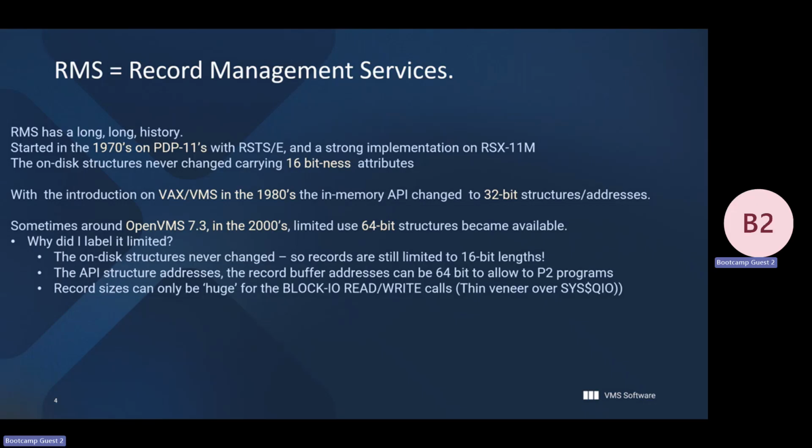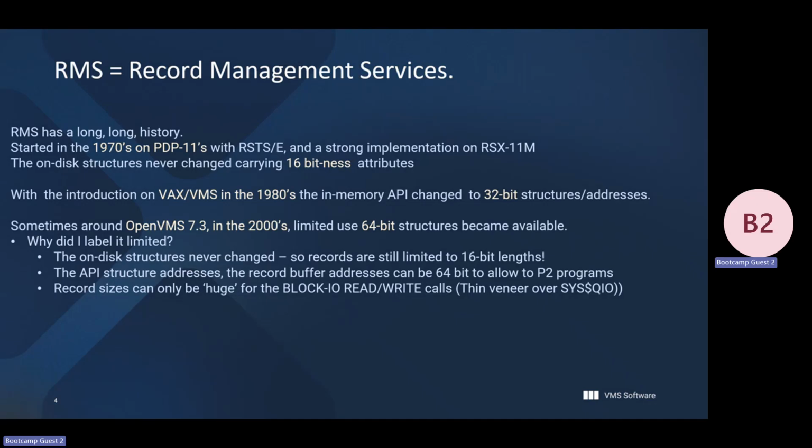I call that limited, but the records are still limited: 16-bit length, 32K length. So yes, we went 64-bit, but the files themselves are the same, except for read-IO. RMS, this is one of those tangents. RMS in general, the Record Management System, has a sideline where you can say, give me this many blocks and write me that many blocks. So now we're approaching streamness, except at block level.